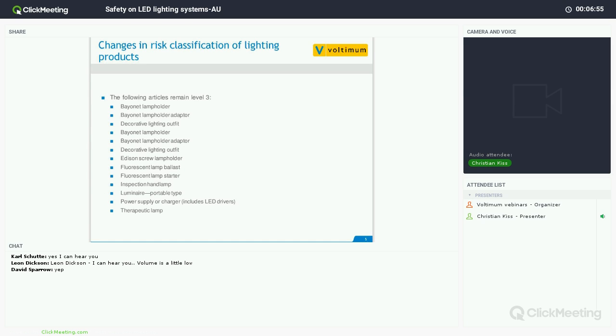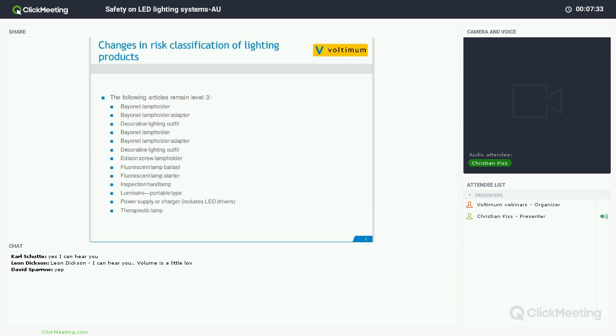Okay, so these other articles remain level 3 risk classification, so they're already there. And just so you know, these are all the lighting products that basically will remain high risk. So bayonet lamp holders, bayonet lamp holder adapters, decorative lighting outfits, Edison screw lamp holders, fluorescent lamp ballasts, fluoro starters, specific portable luminaires, power supplies or chargers, including LED drivers, and therapeutic lamps.